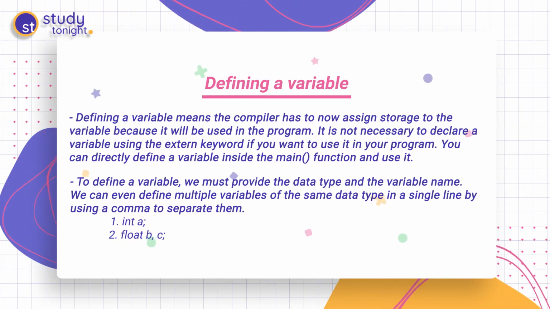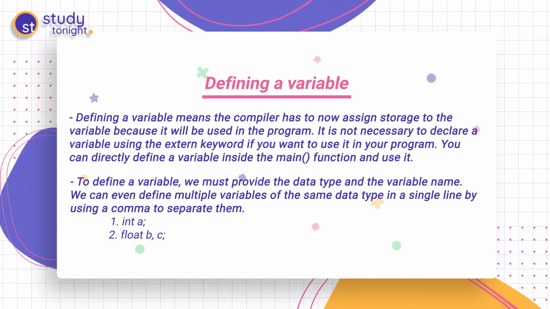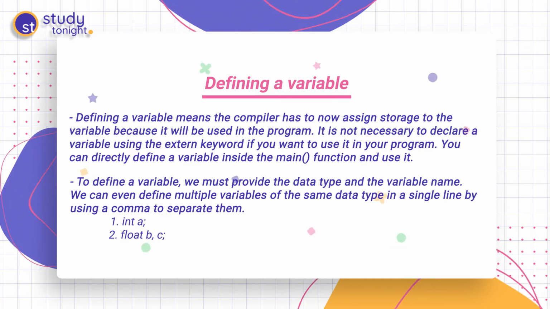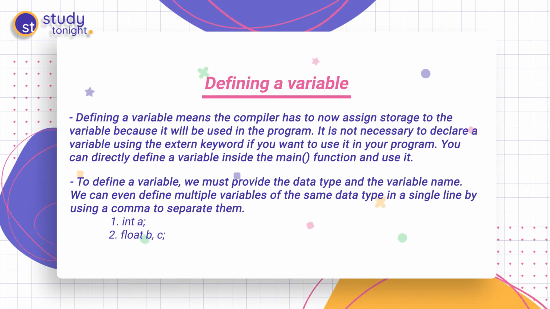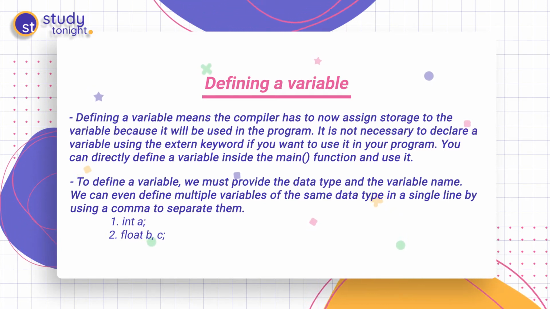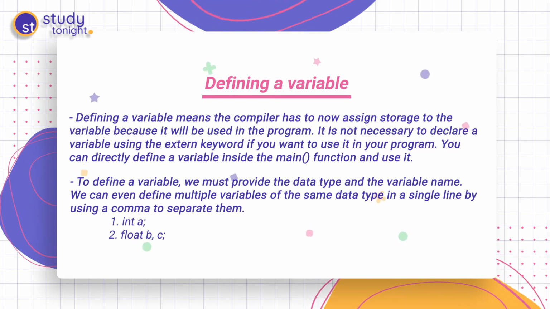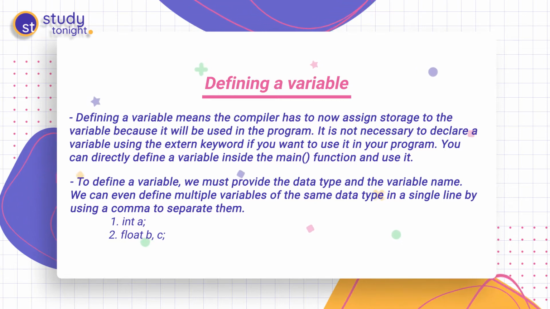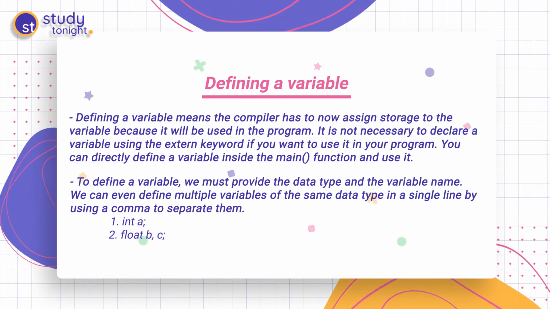We can even define multiple variables of the same data type in a single line. We can simply define the type, that is int or float, and we can simply write the variable names by separating them with the comma operator.